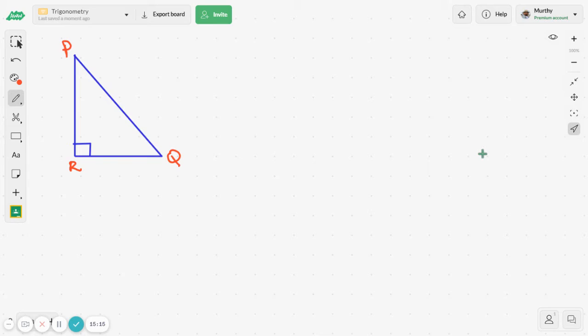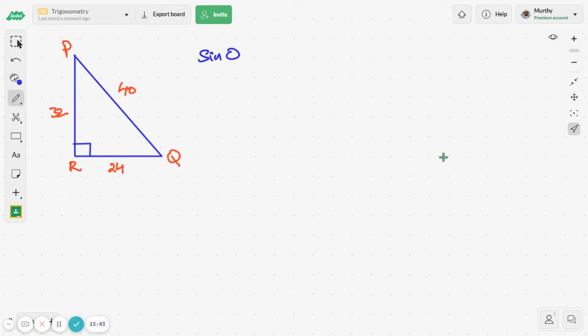You know that the longest side is the hypotenuse. Let's say that this is 40 units, this one is 32, and this one is 24. I'm just taking some numbers, 24, 32, and 40, just as an example. Suppose you are asked to find sine Q.